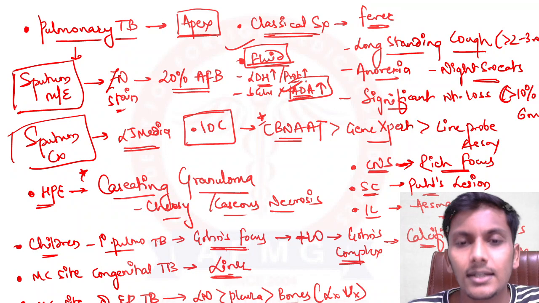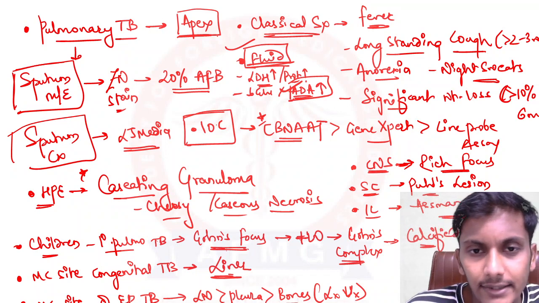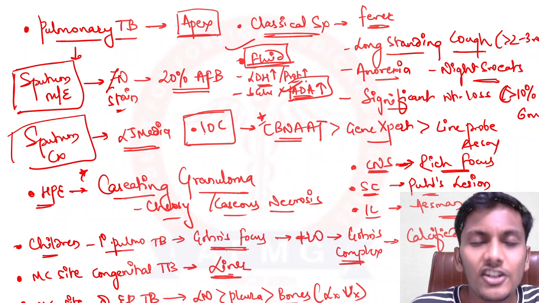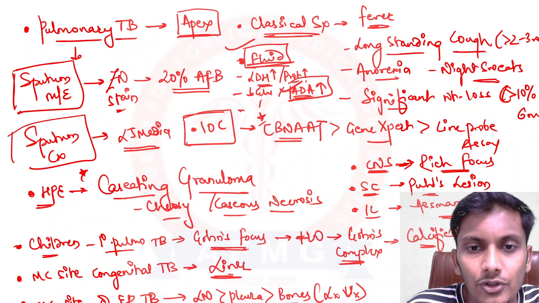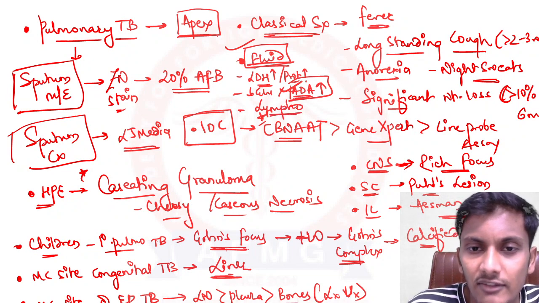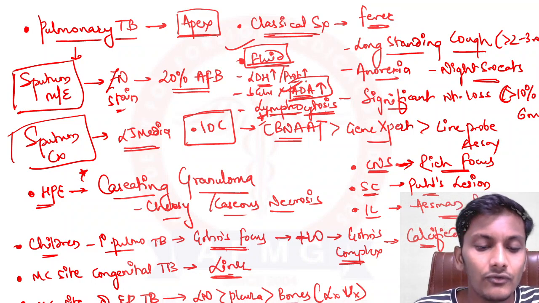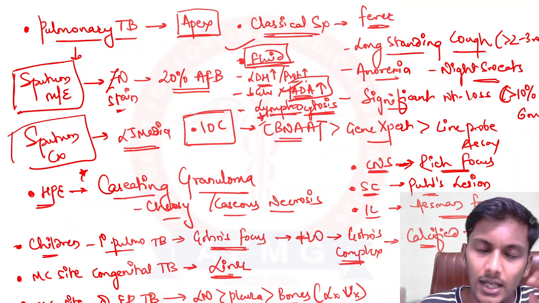If we also send it for TLC, definitely TLC would be elevated, that is, there would be leukocytosis, and the differential leukocyte count would show lymphocytosis. As we all know, tuberculosis is a chronic infection, and as we have discussed earlier, in chronic infection the blood cells that are elevated are lymphocytes. So lymphocytosis would also be seen. Important ones.